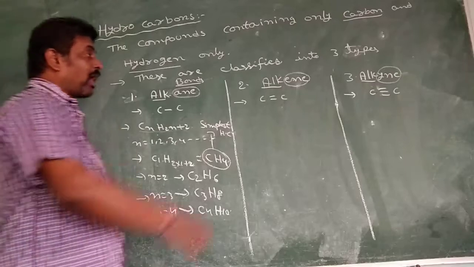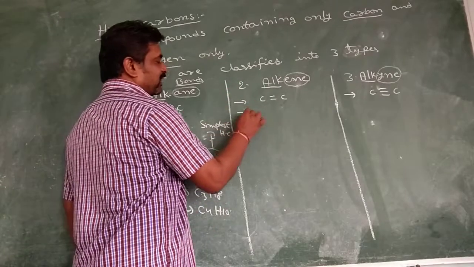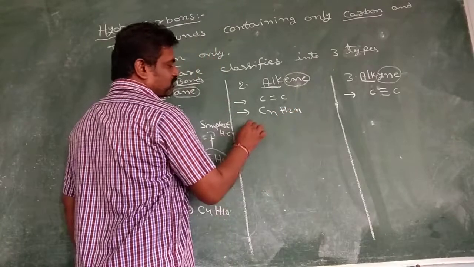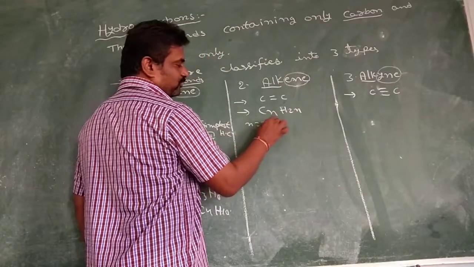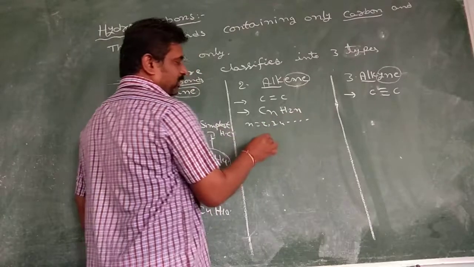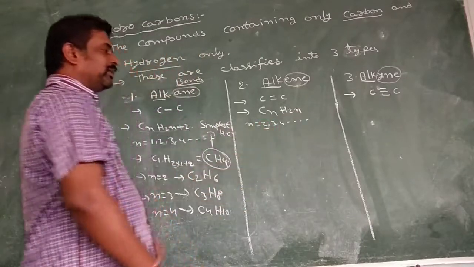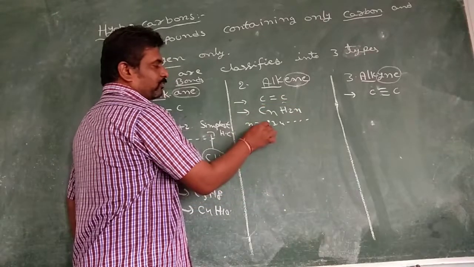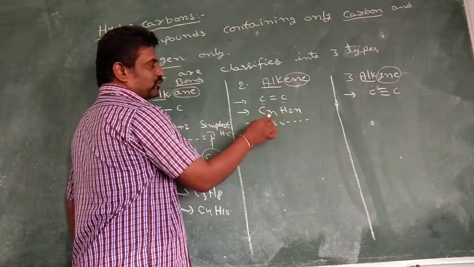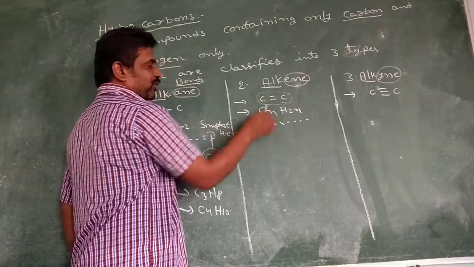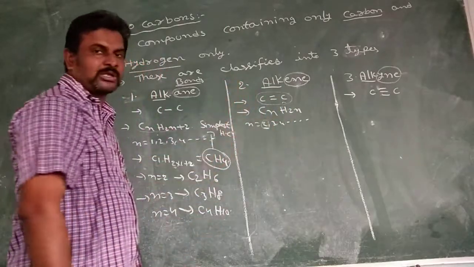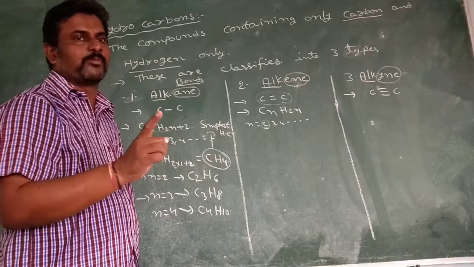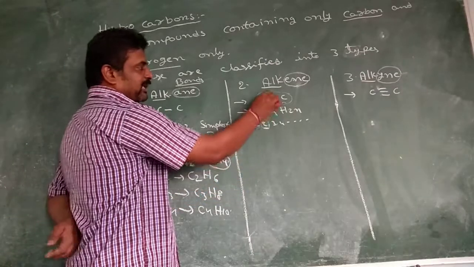Next one, alkene. The alkene general formula is CnH2n. Here n values are 2, 3, 4 and so on. The minimum value is 2 because a carbon is attached to another carbon atom with a double bond, so 2 carbon atoms are required. So the n value starts from 2. A single carbon does not form a double bond; 2 carbon atoms must be present.